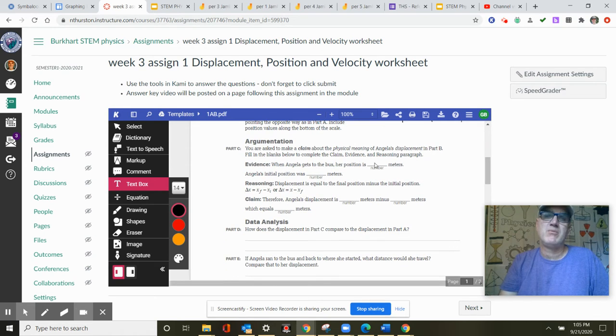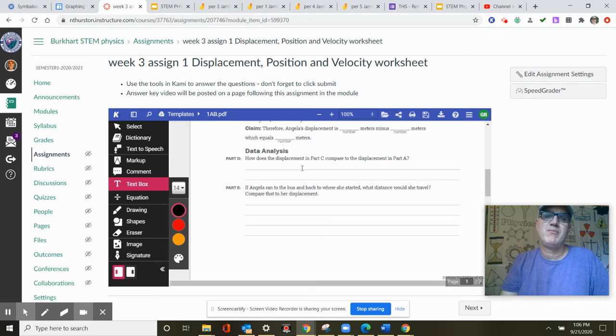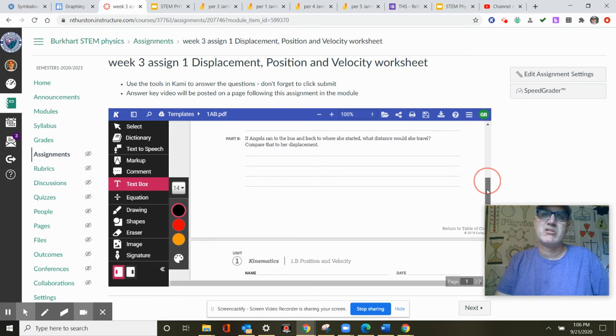So her position when she got to the bus was 0, and her initial position was 15. So her displacement is final minus initial, which would be 0 minus 15, and that's equal to negative 15. So how does her displacement compare for both journeys? Well, they have the same value. Her displacement would be 15 in either case, but if positive is to the right, her displacement is positive 15, and if positive is to the left, her displacement is negative 15. It just depends on which way you say positive is. And if she ran to the bus and back, her distance would be 15 there and 15 back, and it wouldn't matter which way positive was because distance is just a running total.